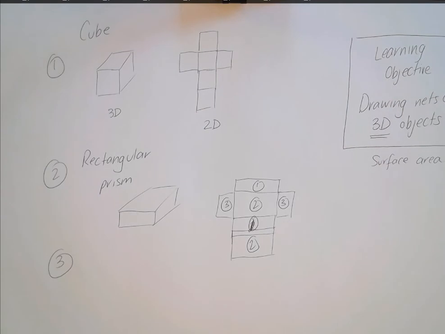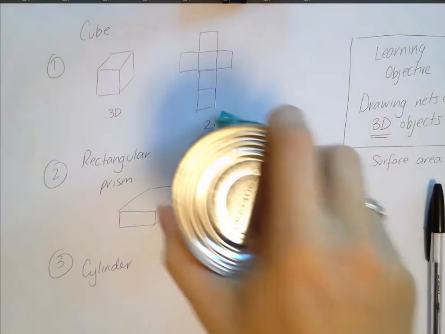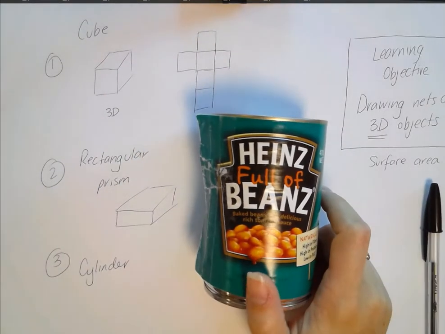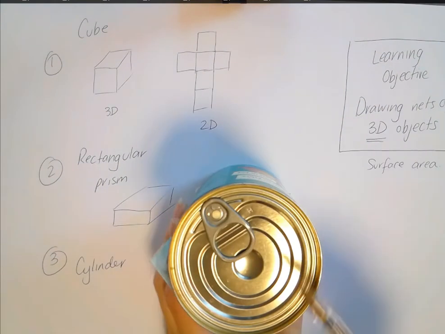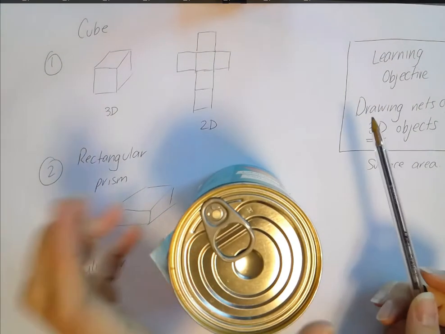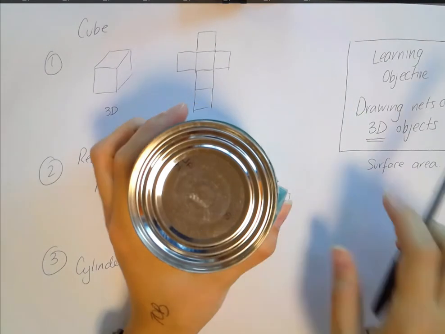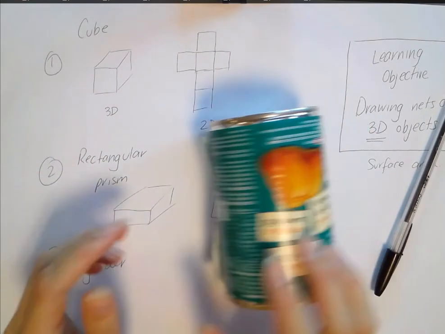Right, our final shape here is going to be a cylinder. And here's my cylinder. Stole it again from a cupboard. Big can of baked beans. Easy to understand, easy to picture. But I want you to see that on the outside we have one big circle. On the flip side of it we have another big circle. And we've got this kind of long shape that rolls around the outside.